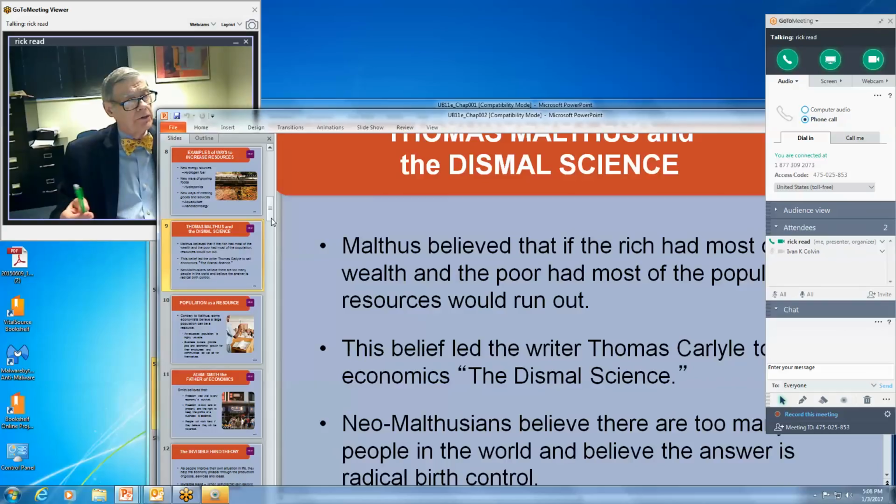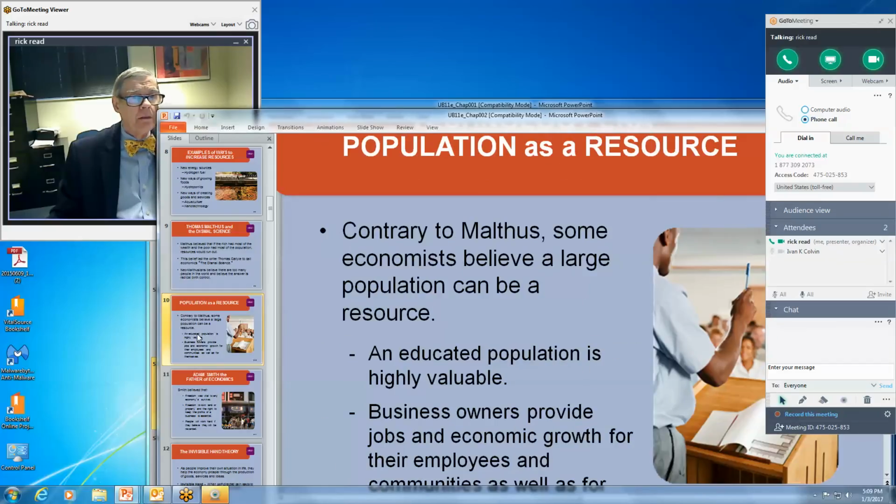And notice the neo-Malthusians, people who still believe in Malthus's statement, but are no longer, as back in the time of Malthus, believe there are too many people in the world, and we have to have such things as birth control. And notice they use the term radical.